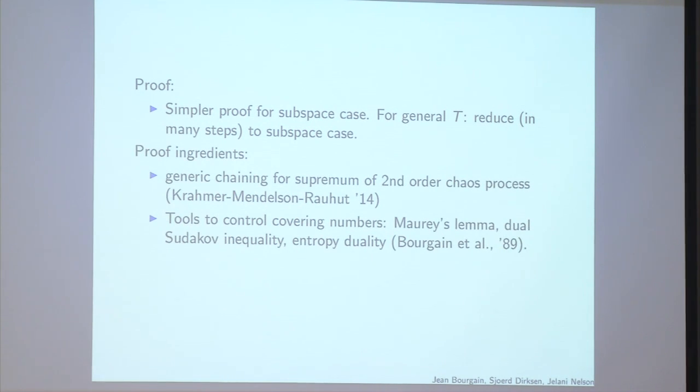And let me also say something about the proof ingredients. So at the basis of this is a generic chaining argument for suprema of second order chaos processes, or to link it up with your talk, degree 2 polynomials in Rademacher vectors. Okay? And then we use a lot of tools to control covering numbers, like Maurey's lemma that we already sort of saw in the last talk, dual Sudakov inequality we've also encountered before, and entropy duality. Okay, so if time permits, I will show some of this, but probably not.